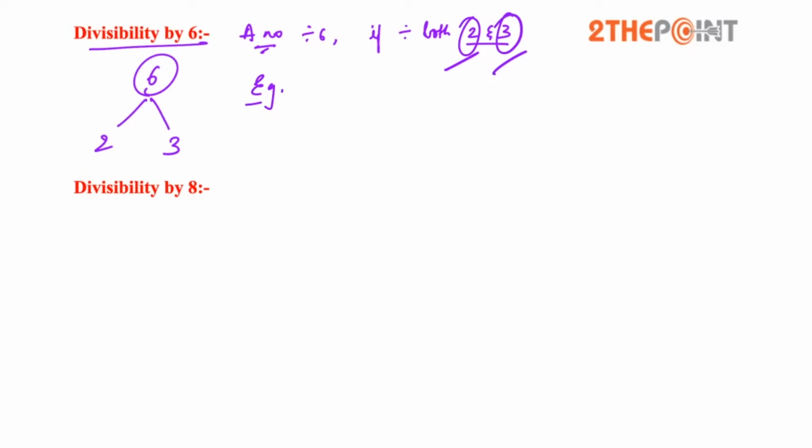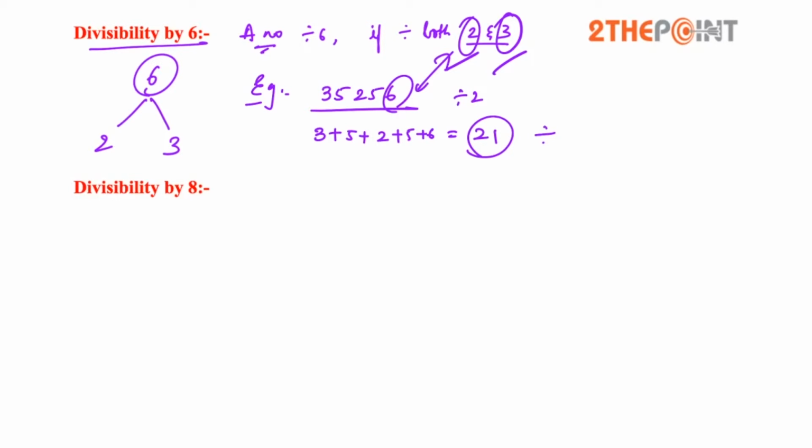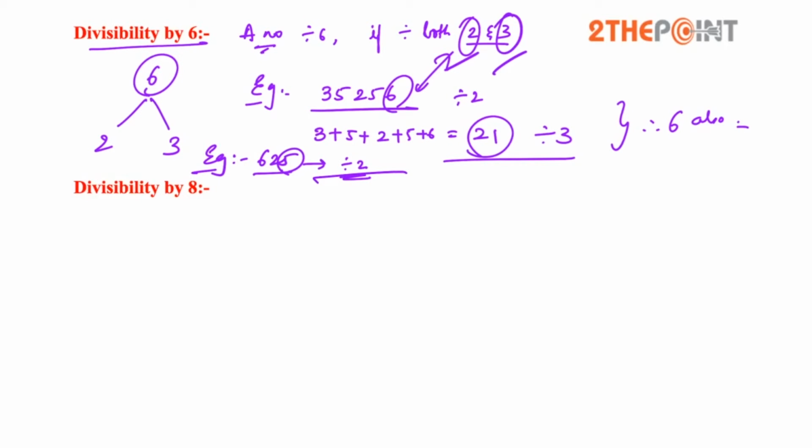For example, let's take 35256. Since the unit digit is 6, it is divisible by 2. And next, find out for 3. 3 plus 5 plus 2 plus 5 plus 6 is equal to 21. 21 is divisible by 3, and therefore the number is also divisible by 6. Let's take the other example, 625. Since 5 is an odd number, it is not divisible by 2. If one condition fails, you can say that this number is not divisible by 6.